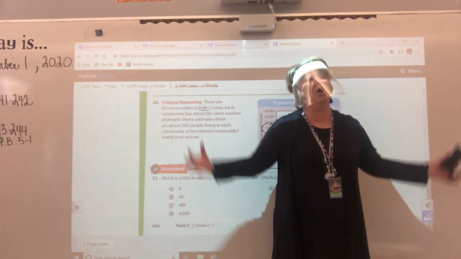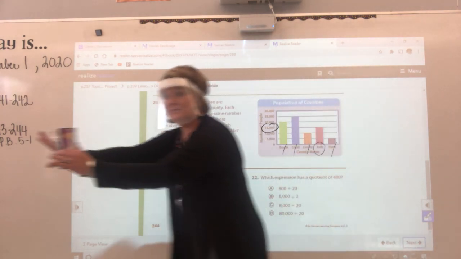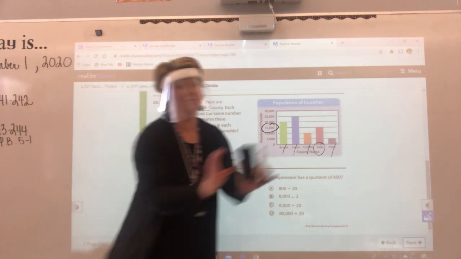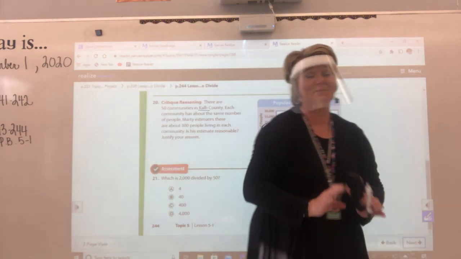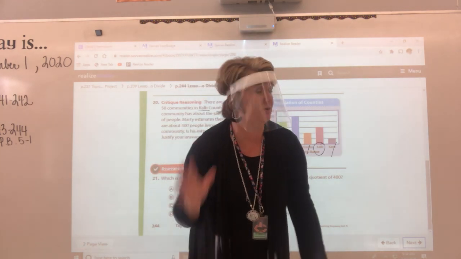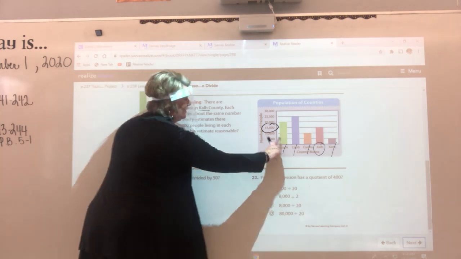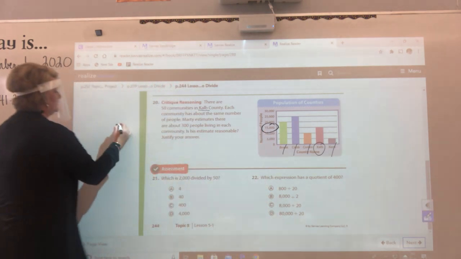So I want you to think about all the people in our county. We don't all live in Cushing. Some of us live over here, some of us live over here, some of us live right here, and some of us live right here. What are we doing with all the people in the county? Dividing. So we're going to do the same exact thing. How many people live in Cobb County? 15,000.